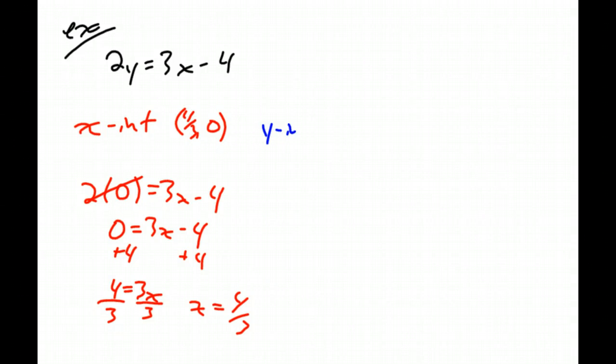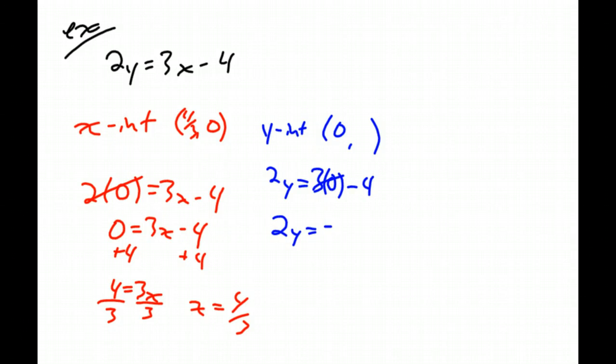For the y-intercept, I know that the x is 0, and whatever the y is. So if I put in 0 for x, 2y equals 3 times 0 minus 4. 3 times 0 is 0, so 2y equals -4. Divide by 2, so y equals -2. There's your y-intercept, 0, -2.